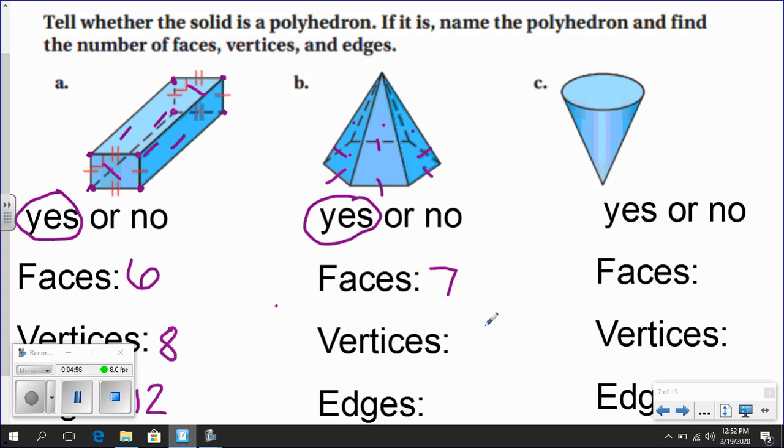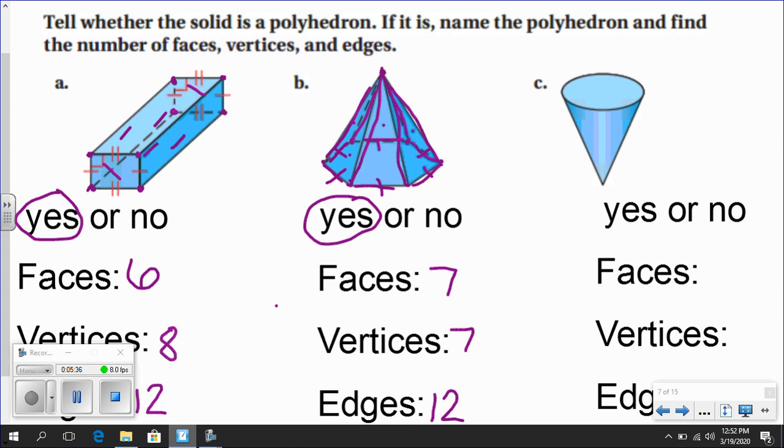Vertices, so let's just count those corners. So 1, 2, 3, 4, 5, 6, and then the top one, 7. And the edges. So we have 1, 2, 3, 4, 5, 6, 7, 8, 9, 10, 11, and 12. So 12 edges.